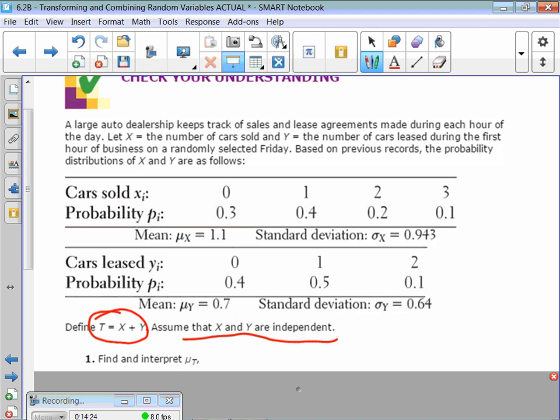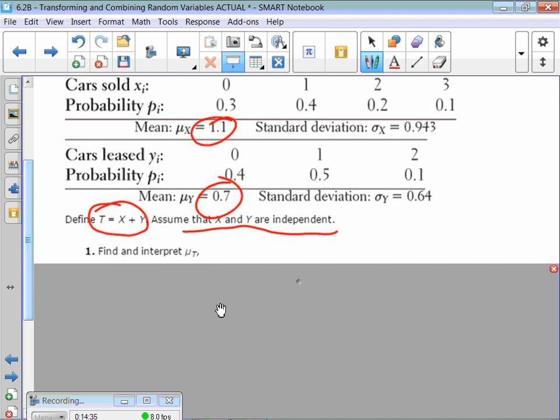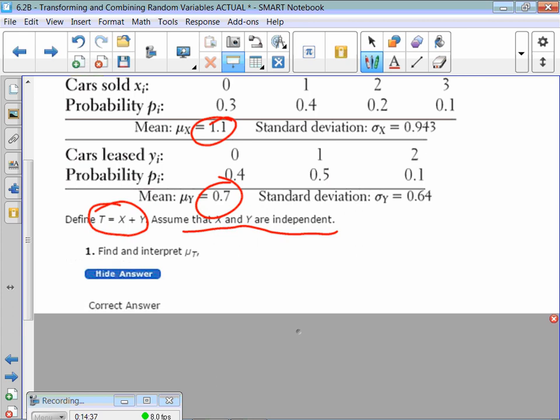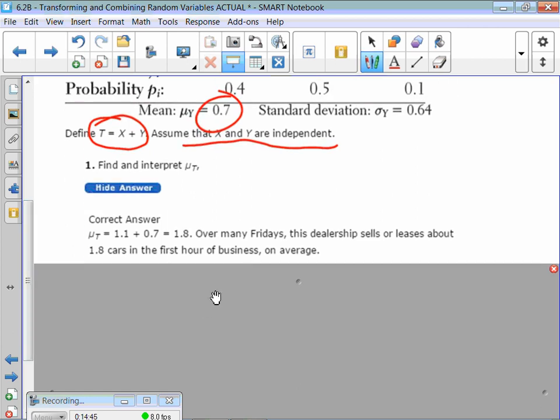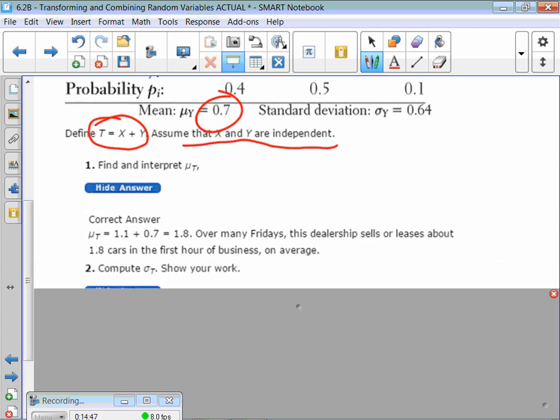So, Cody, how do I find mu of T? Exactly. Add the means together, and that gives us our typical number of cars leased or sold on any given Friday. Okay, be sure you interpret these when they say interpret. All right? Compute sigma T. So that's our standard deviation.